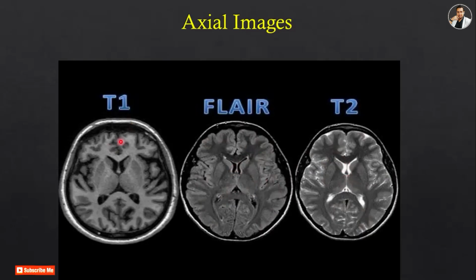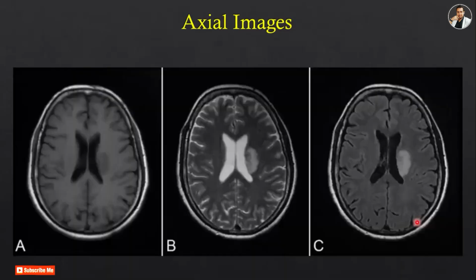On T1, CSF is black, and the gray matter is darker than the white matter. So, one of the differences is that on T1 the white matter is bright and the gray matter is dark. This is the image of the brain.